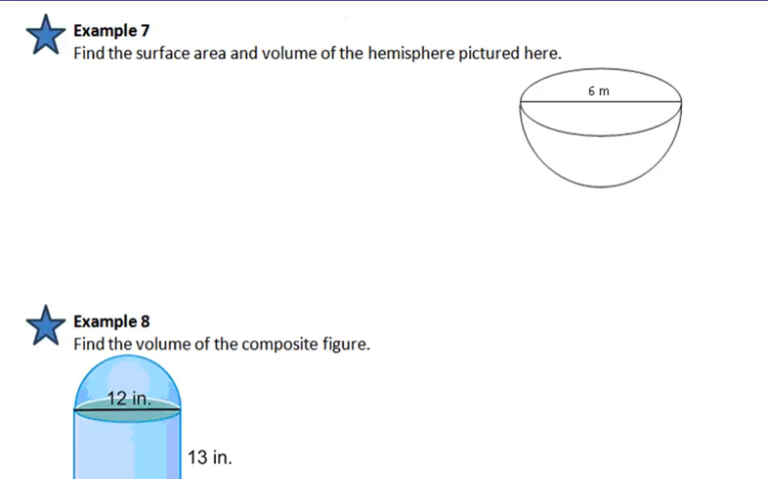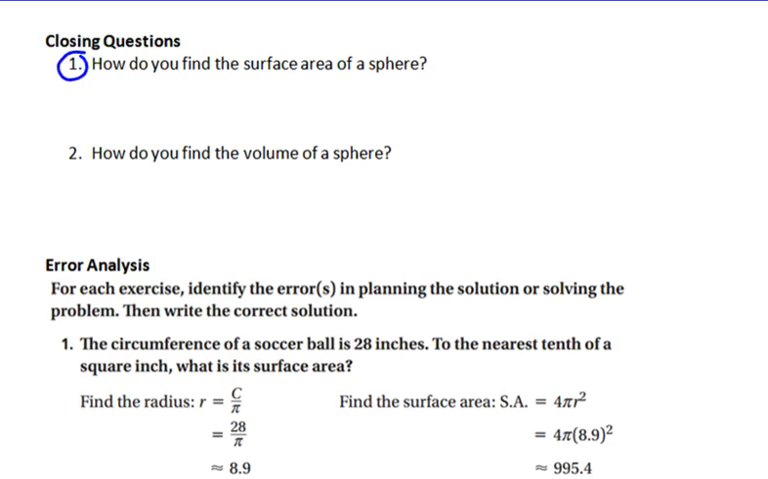If you'd like to take a look at these last two, go ahead and try them. They're composite, or this is a half a hemisphere, finding surface area and volume of those things. A little more complex, but totally doable using the formulas we've got. And then finally answer these two last questions. How do you find the surface area, and how do you find the volume of a sphere? Just reflecting back if you remember.